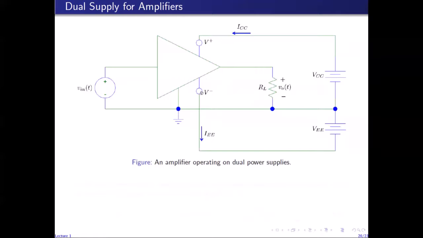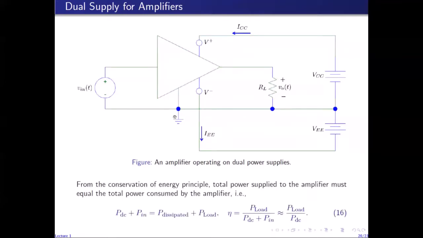So this node is at a voltage of minus VEE with respect to ground, which is why the current is leaving this node and it is entering this node. So this node is at a positive voltage, this node is at a negative voltage with respect to the common ground.